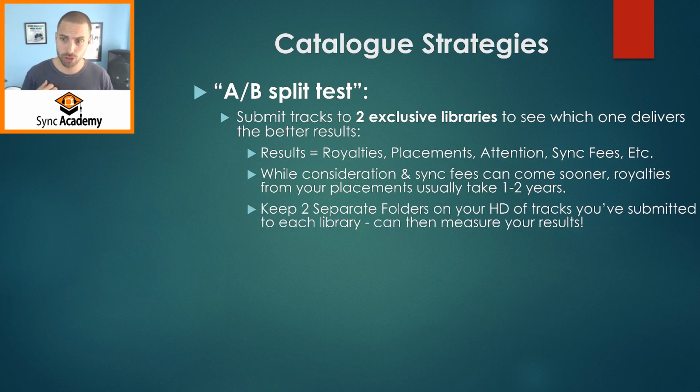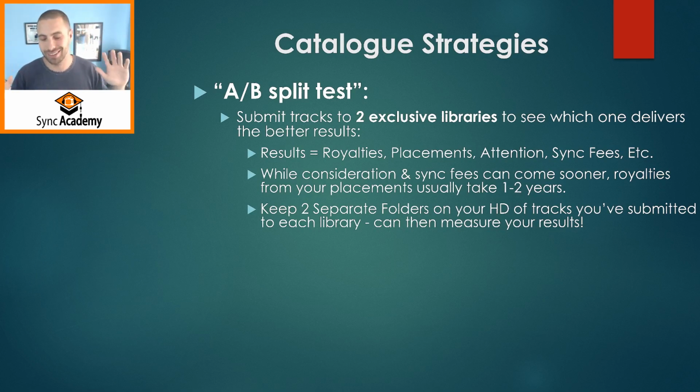What I do recommend if you're going to do this is you keep 2 separate folders on your hard drive of tracks you submitted to each library, so then you can measure your results, right? So when you get that royalty check and you have super awesome track 1 and killer cool track 2, whatever you're calling your tracks, you need to know which library these tracks were distributed through. That way you can go, okay, let's say you get just 2 placements on your first royalty check. This placement got me $5. This placement got me $500. That says something, right? That doesn't give you the full picture.